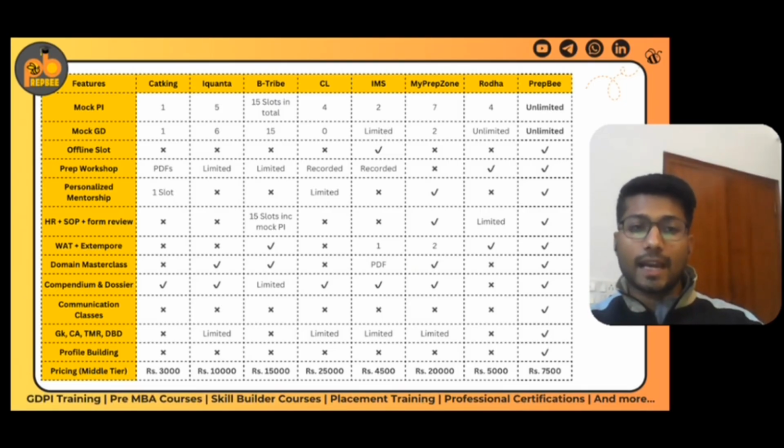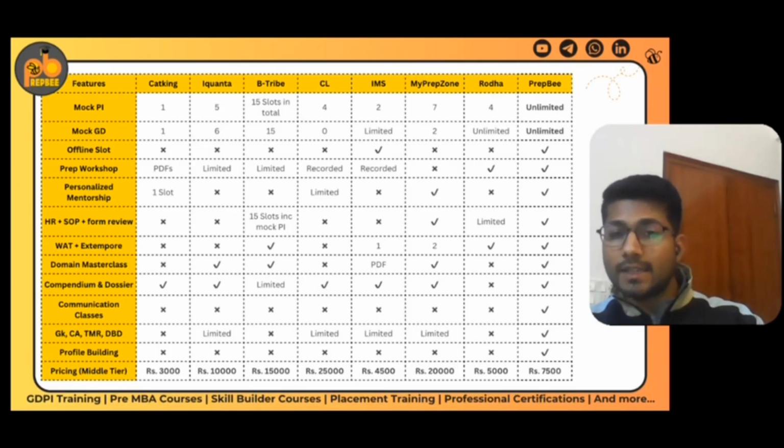CATKing has their course at 3,000 rupees. iQuanta has their course at 10,000 rupees. BTribe 15,000 rupees. CL 25,000 rupees. IMS 4,500 rupees. My PrepZone 20,000 rupees. Rodha 5,000 rupees and PrepBee 7,500. And again, I am saying that these prices might increase, and there is a high probability that they will increase this year, because these are the prices from the year before last. So these are not exact prices but a ballpark figure.